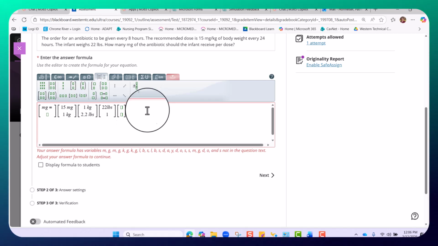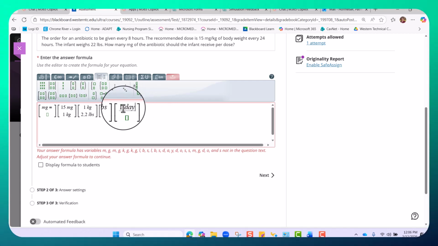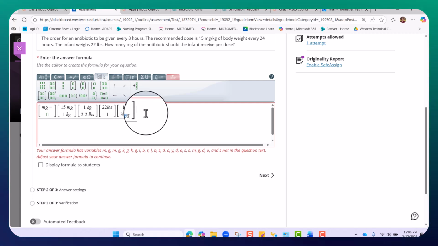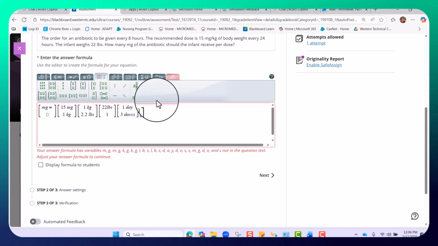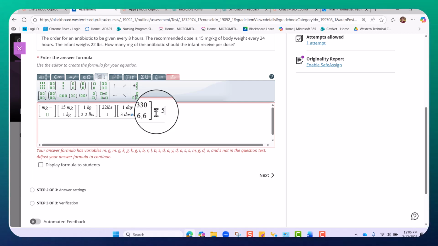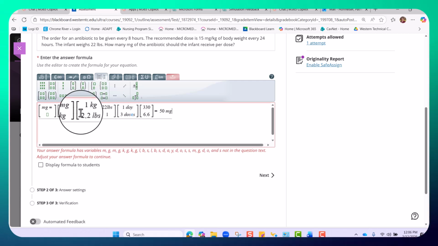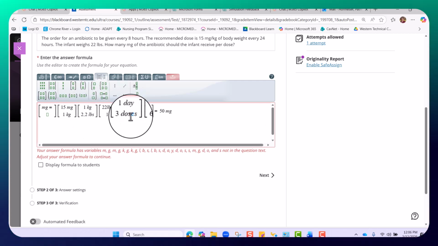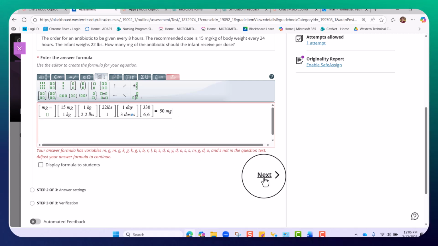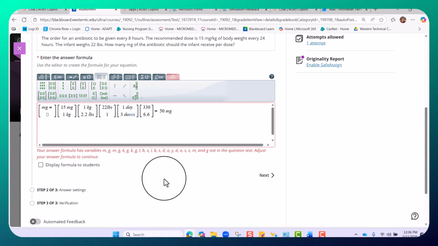I'm going to leave it. No, I do need the 1 day. 1 day, 3 doses. And that is going to be 330, 6.6. And then my final answer is 50 milligrams. Again, I would want them to cross cancel their crossways matching units of measure, but it won't do that. Now watch, it's going to give me the same or different error. Yeah, it's all the same.